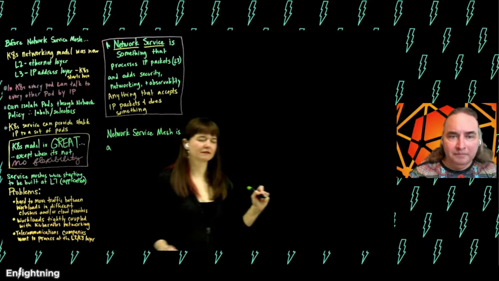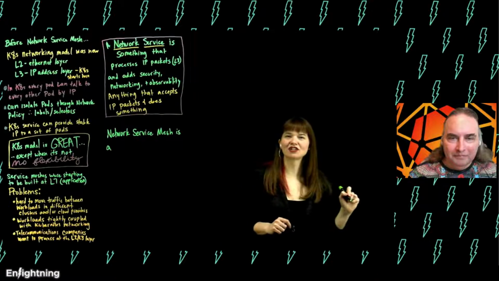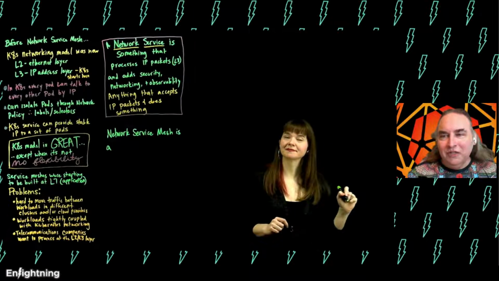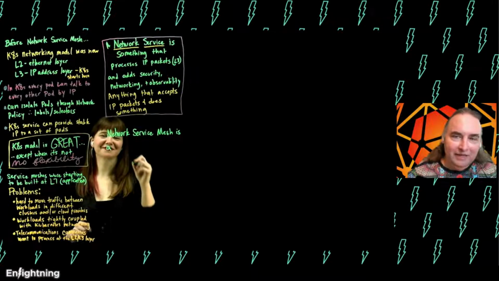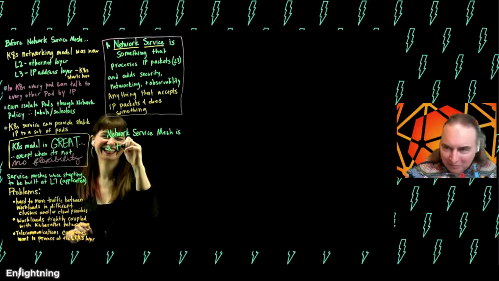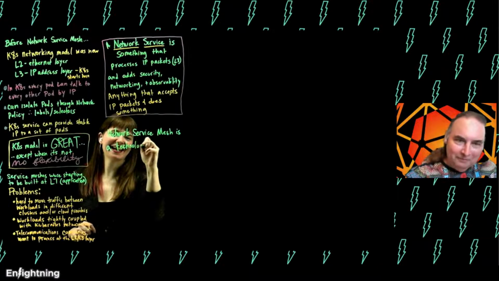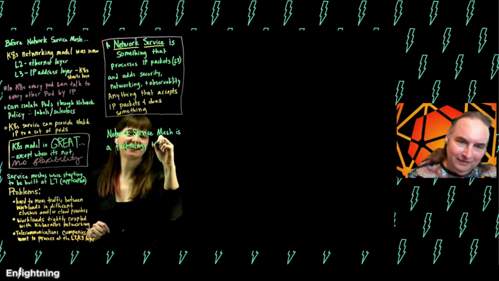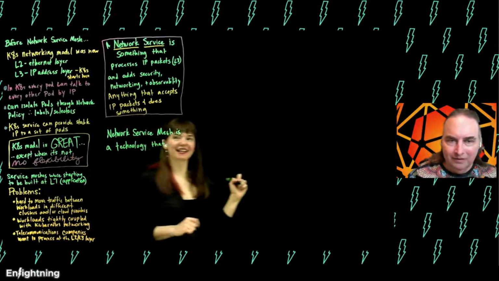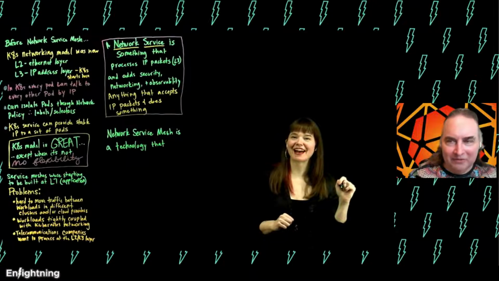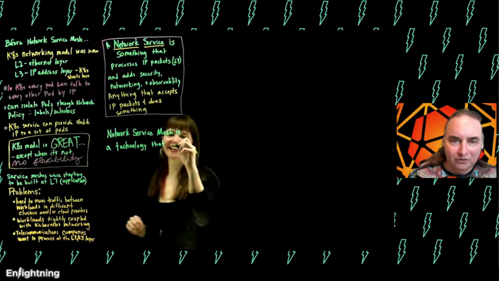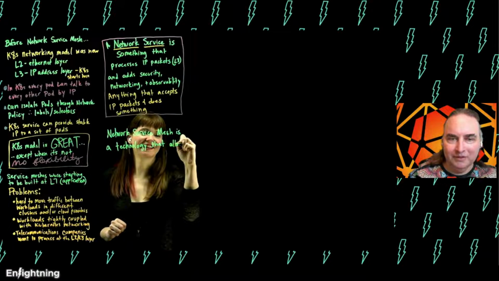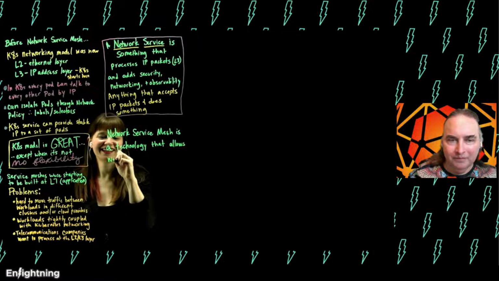other workloads. Can we call it a technology instead of something? Is that accurate? Technology is absolutely accurate. I think we should definitely not use the pluralism of calling it a blessed thingy. Okay, it's a technology that, say it again, please. I got distracted. That's okay. Write it down: network service mesh is a technology that allows workloads to connect to 0 or more network services.